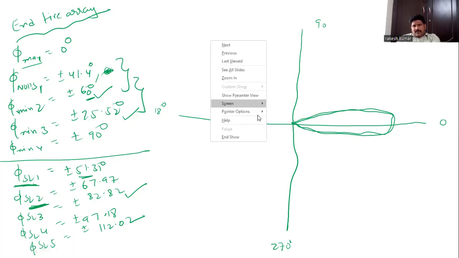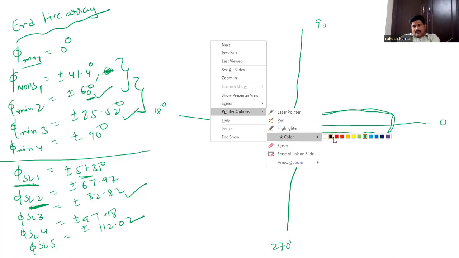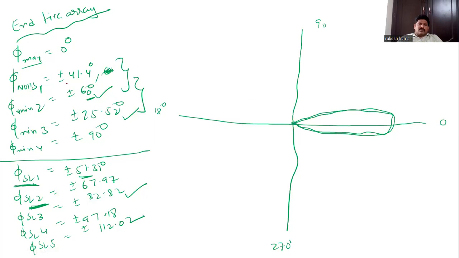Now first identify the nulls direction. If you identify the nulls direction, automatically what is the first null? It is 41.4. So first indicate the first null direction. It is phi minimum 1. Similarly, this is phi minimum 1. Next, draw the phi minimum 2. It is 60 degrees. This is phi minimum 2.